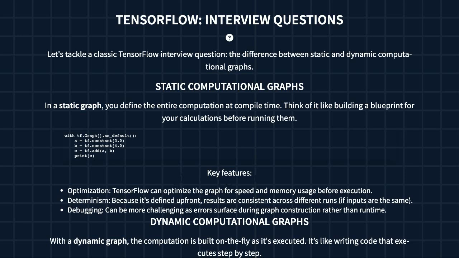Dynamic graphs, on the other hand, are built as you go, like writing code that executes step by step. They offer a lot of flexibility, which is really useful for models where the structure changes, such as recurrent neural networks. However, they can be slower because TensorFlow has to build the graph during runtime. Let's look at some simple examples of how these graphs are created in Python and see how they differ.